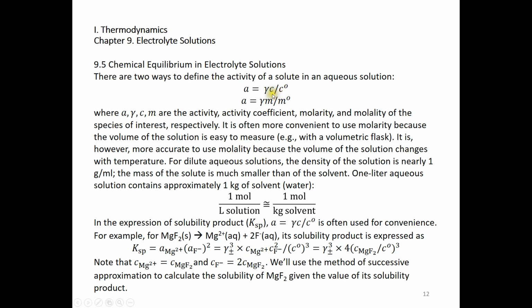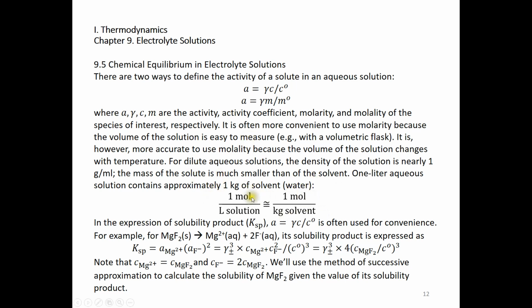So even if you have just the same amount of solute and solvent in the same solution at a different temperature, you will get a different molar concentration and a different A. That's very unfortunate, but still, we often use molar because of the convenience. And anyway, for a water aqueous solution, if you have 1 liter of aqueous solution, you have roughly 1 kilogram of the solvent water in the solution, approximately. So we have this kind of equivalence here.